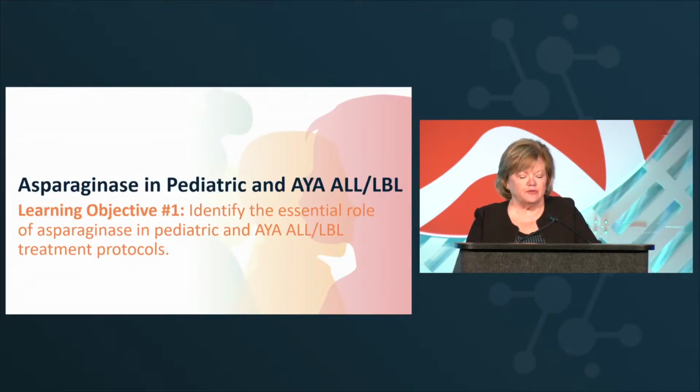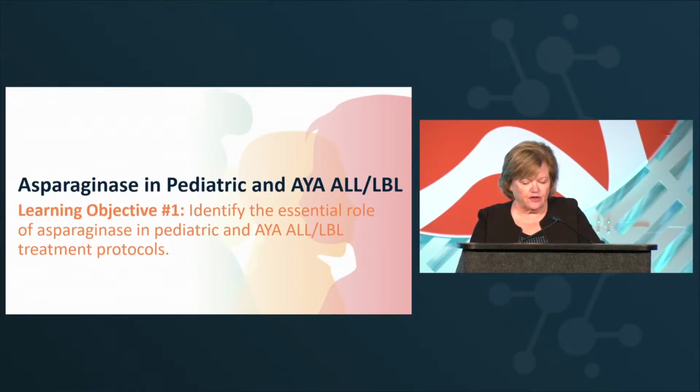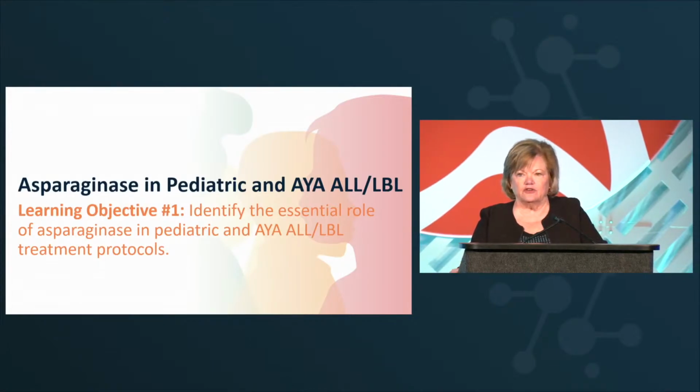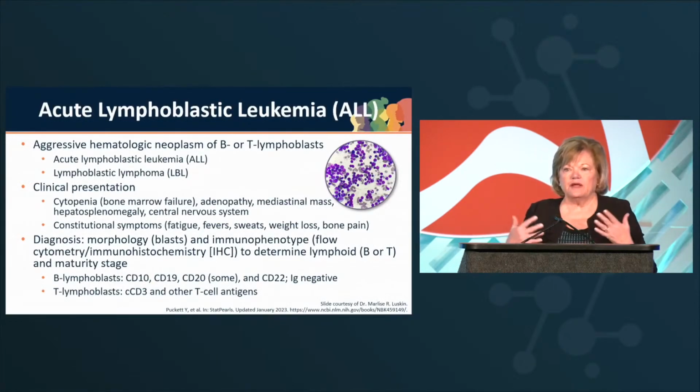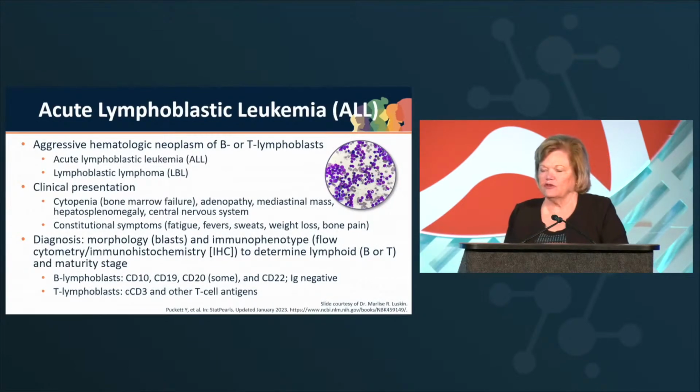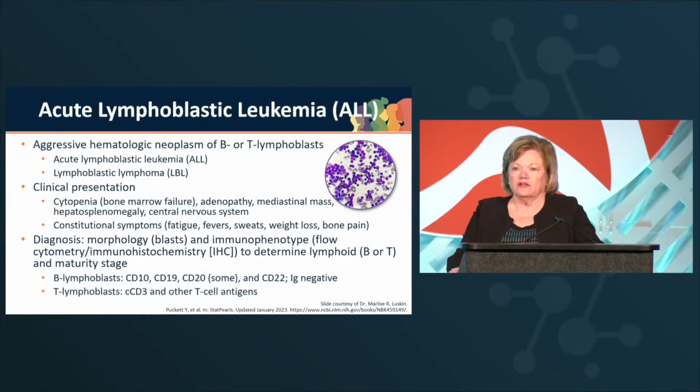So as I said, the first objective is talking about asparaginase in pediatric and young adult ALL and lymphoma, identifying the essential role of asparaginase in the therapy. And I think this is something where we as nurses, it's really fun to have a better understanding of the biochemistry and how the particular drug actually works. And you all as pediatric oncology nurses very much know that ALL is the most common childhood cancer, and it is in the B and T lymphocytes.